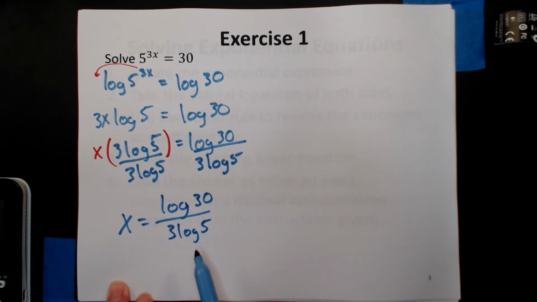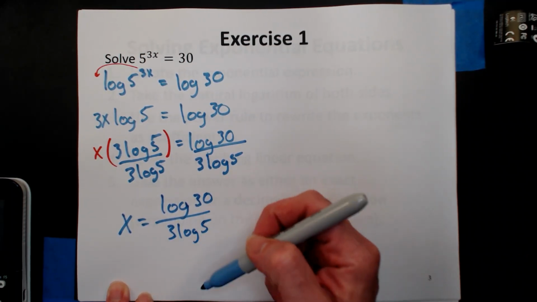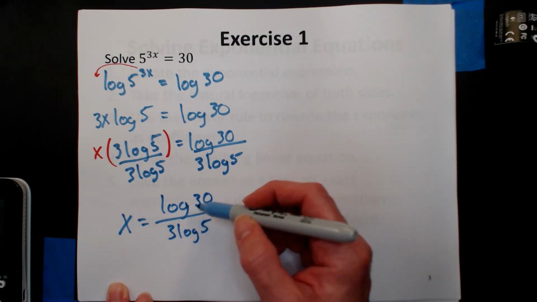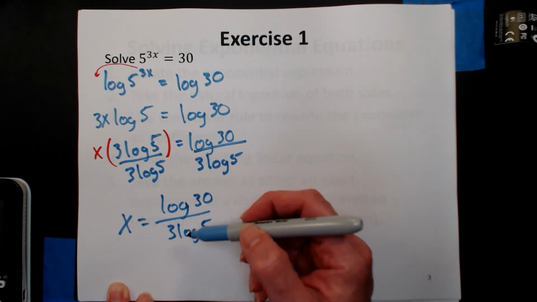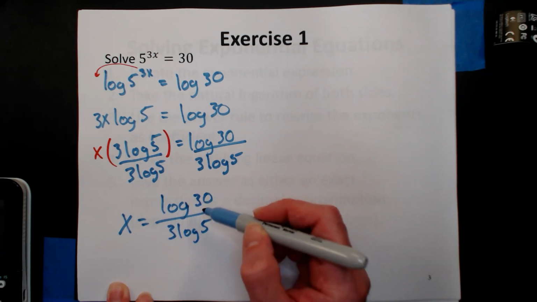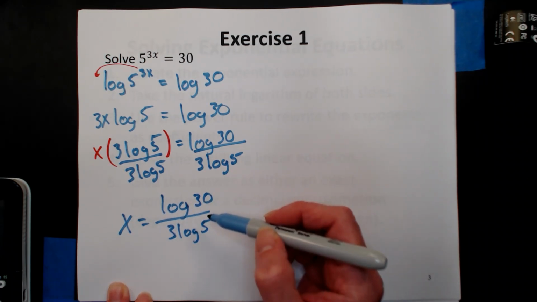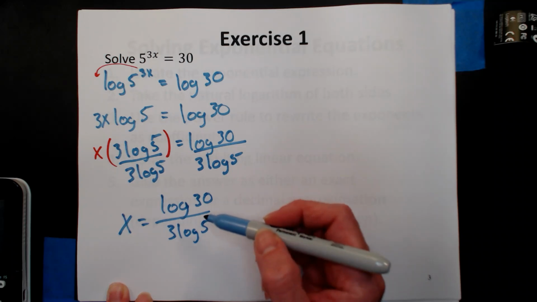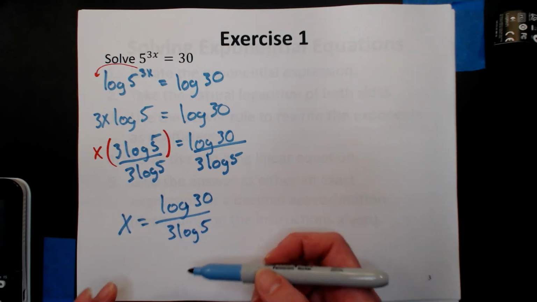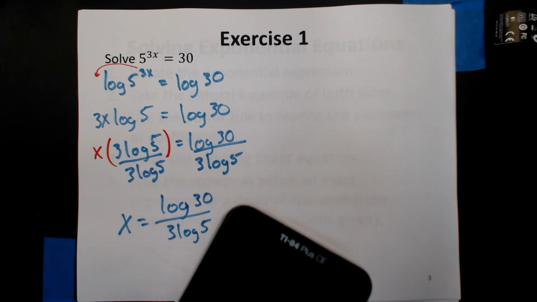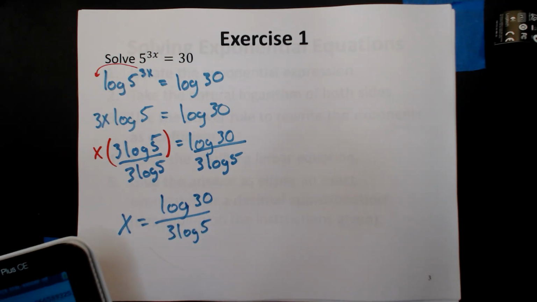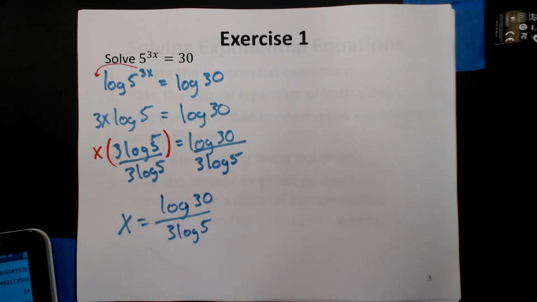Now that I'm looking at this, there's nothing meaningful we can do with this. Log 30 doesn't divide into log. I can't divide log 5 into log 30. That doesn't make any sense. These are numbers unto themselves that are horrible decimals that have some relation to being some power of 10. The log 30 is some power that I raised 10 to get 30 back out. So this would be the exact answer.